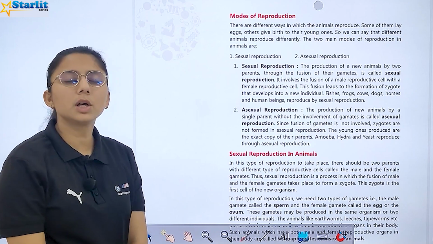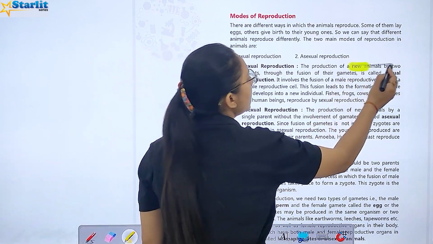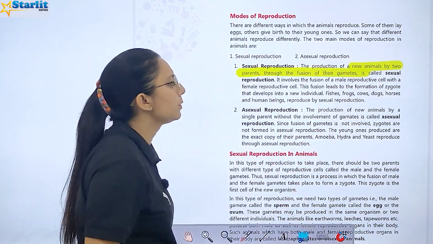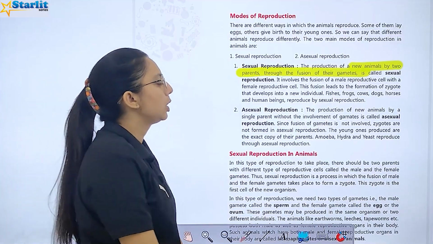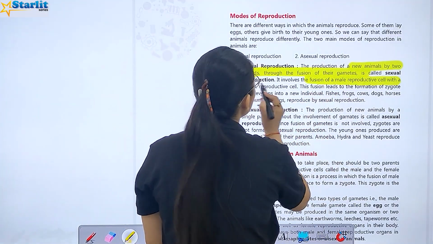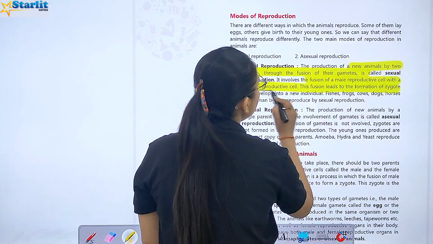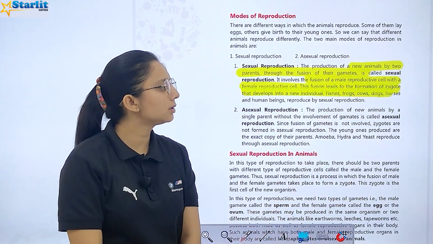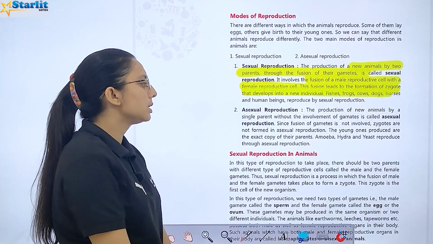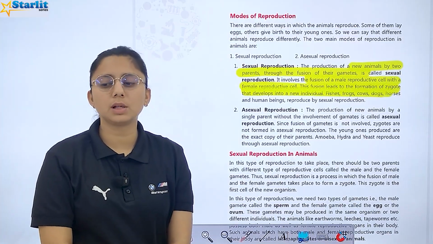First is sexual reproduction, in which new animals are made by two parents through the fusion of gametes. It includes fusion of the male reproductive cell with the female, and the fusion leads to formation of a zygote that develops into new individuals like fishes, frogs, cows, dogs, horses and humans. They reproduce through sexual reproduction.